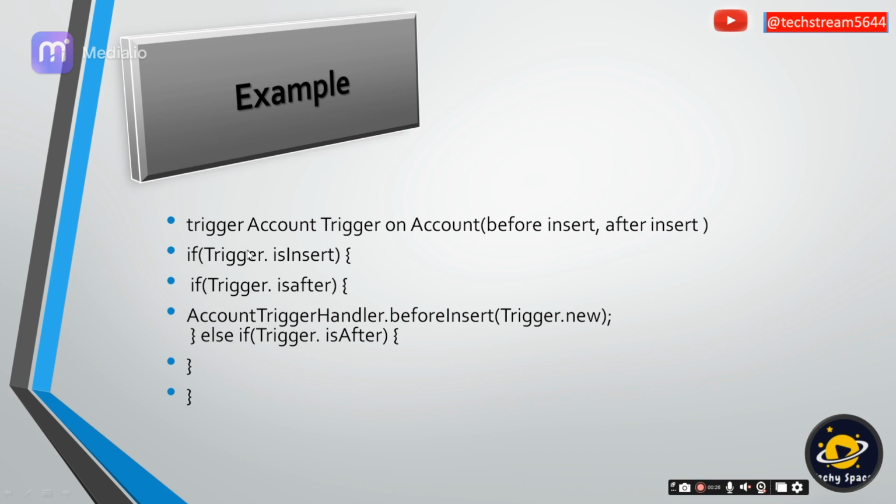So next is if trigger.isInsert. So what does it actually perform? This is a built-in boolean variable in the Salesforce trigger. It evaluates to true when the trigger is fired due to the insert operation of a record in the object. And also, if the trigger is after, then this condition should perform. It evaluates to true when the trigger is in the after trigger context.